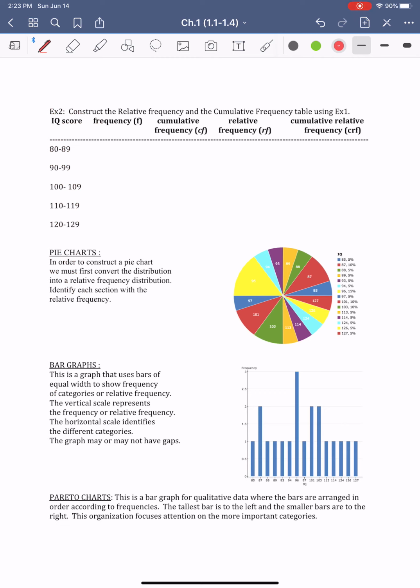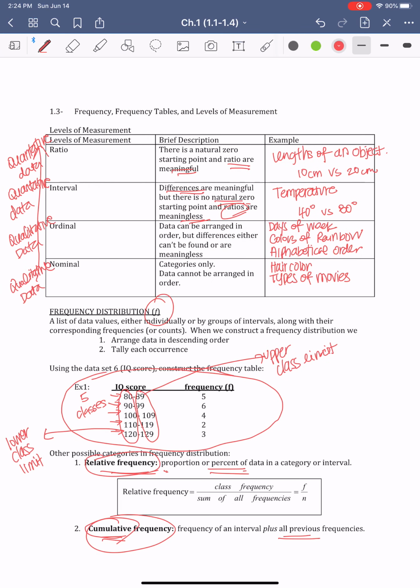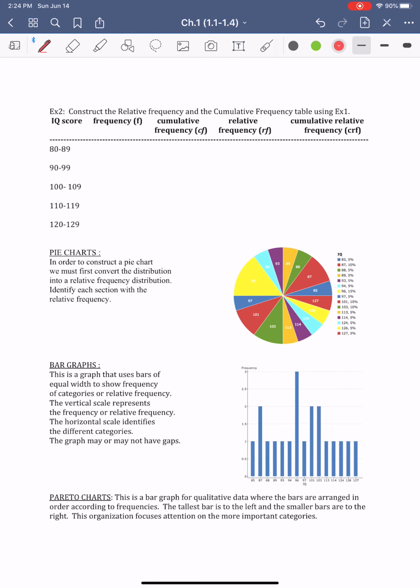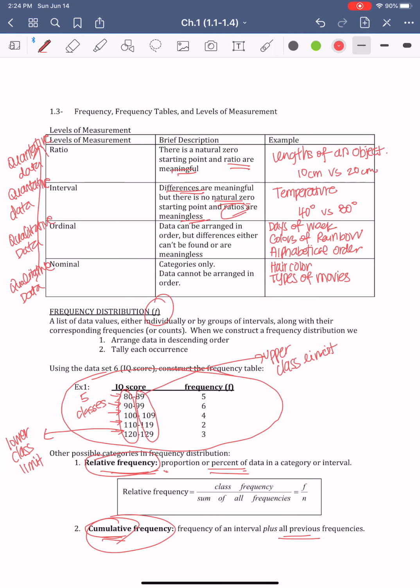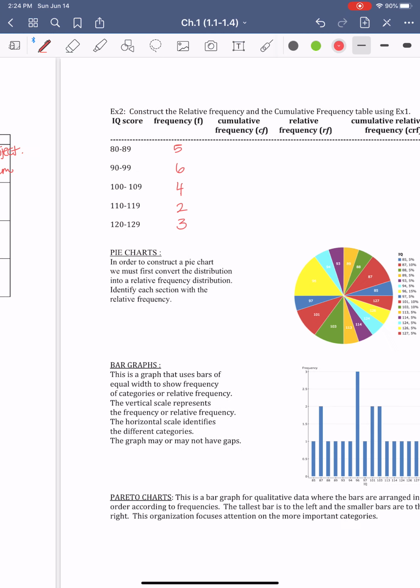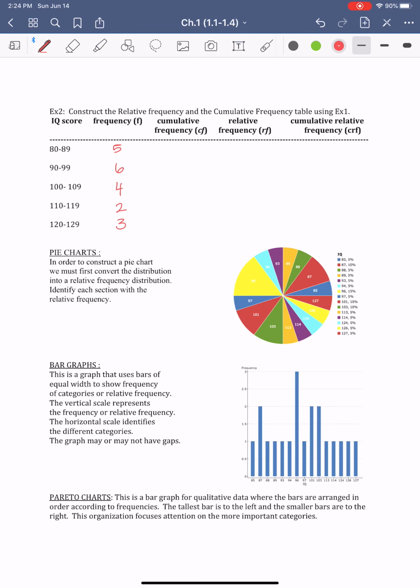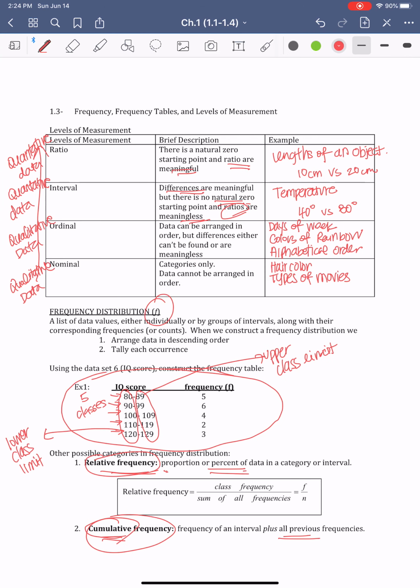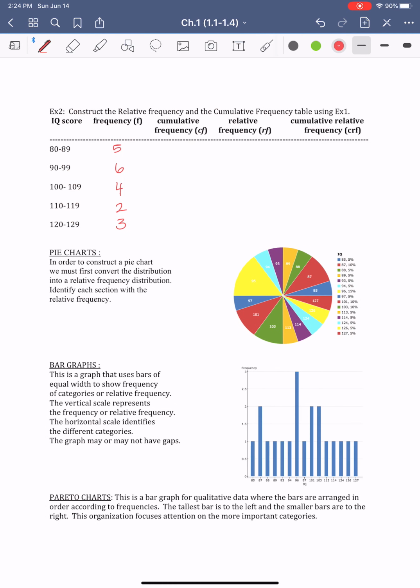Okay. Construct the relative frequency and the cumulative frequency table using example 1. Okay, so example 1, which is this one over here, they give you the frequency. So let's actually put that number down. It was a 5, 6, 4, 2, 3. Now, how do we calculate the relative frequency? Class frequency over sum of all frequencies. So for the cumulative frequency, this is a frequency of interval plus all previous frequencies. So cumulative frequency will be summing up.